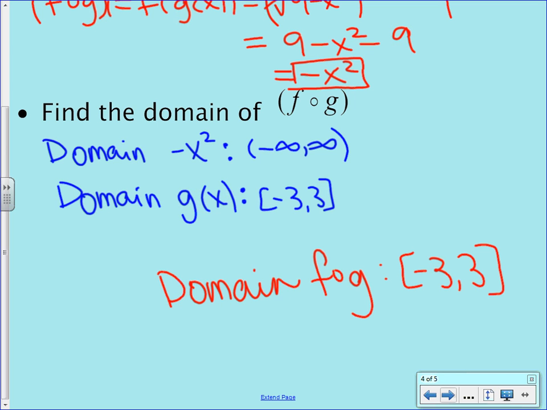Yes, negative x squared has a domain of all real numbers, but we started out by plugging numbers into a function that only can have x values from negative 3 to 3. So we can't plug values outside of g's domain into the composition. You need to look at your resulting function and the function that is inside your composition and see where those domains overlap to identify the domain of your composition. Does that make sense? If we're plugging into G first and we have a restriction, we can't make that restriction bigger because we can't plug values into G that don't make sense.